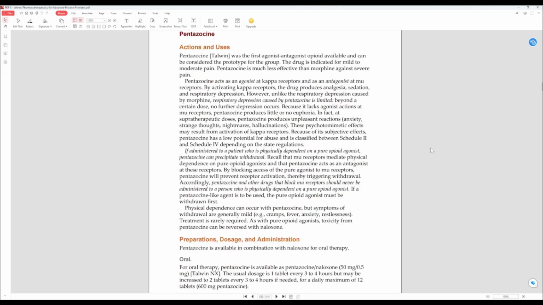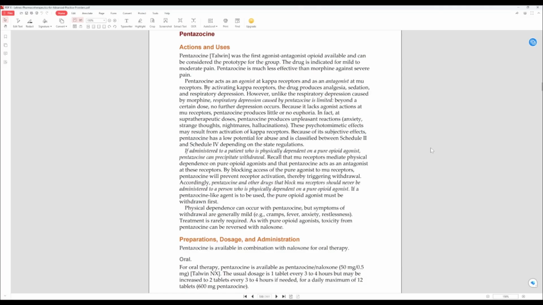Pentazocine, also known as Talwin, was the first agonist-antagonist opioid available and can be considered, I guess, as the prototype for this group. The drug is indicated for mild to moderate pain. Talwin is much less effective than morphine against severe pain. Talwin acts as an agonist at kappa receptors and as an antagonist at mu receptors. By activating the kappa receptors, the drug produces analgesia, sedation, and respiratory depression.